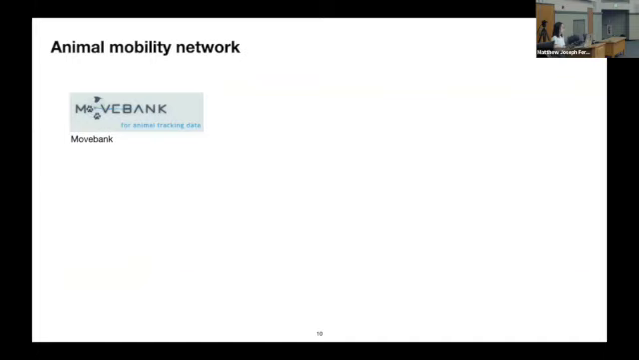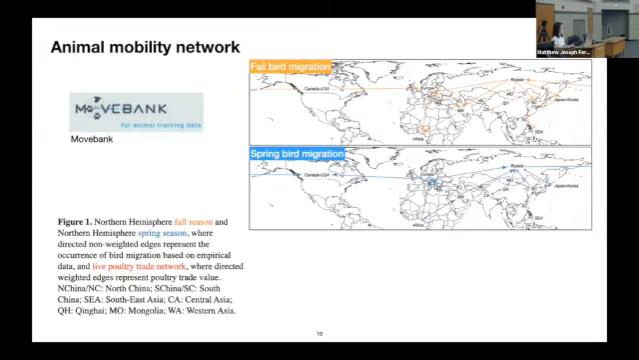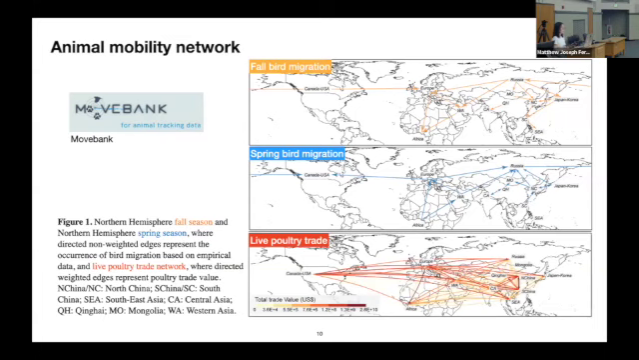On the other hand, we use bird tracking data from a database called MoveBank to construct directed binary networks for fall bird migration and spring bird migration. So the edges in this network tell us if there's any bird migration observed between these aggregated regions. We also reconstruct a live poultry trade network based on the trade value data.